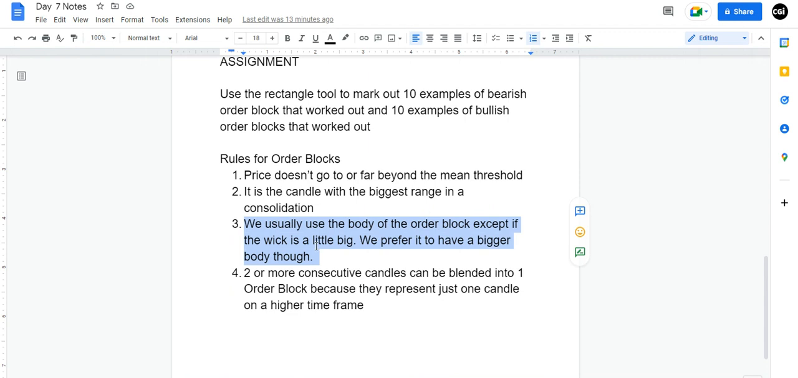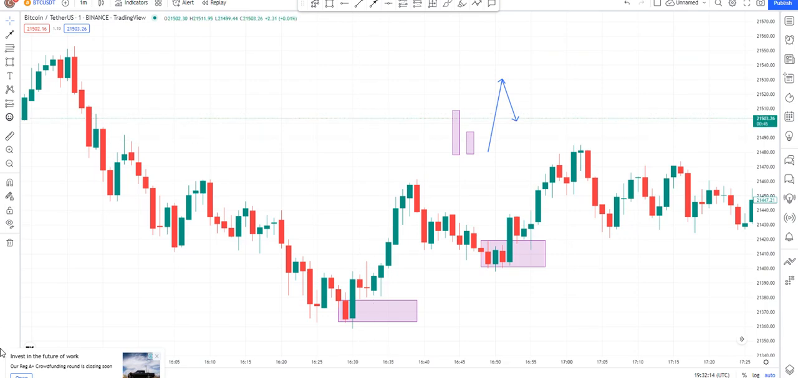Okay. So now the last point about order blocks. Two or more consecutive candles can be blended into one order block because they represent just one candle on a higher time frame. So now, what do we mean by that?